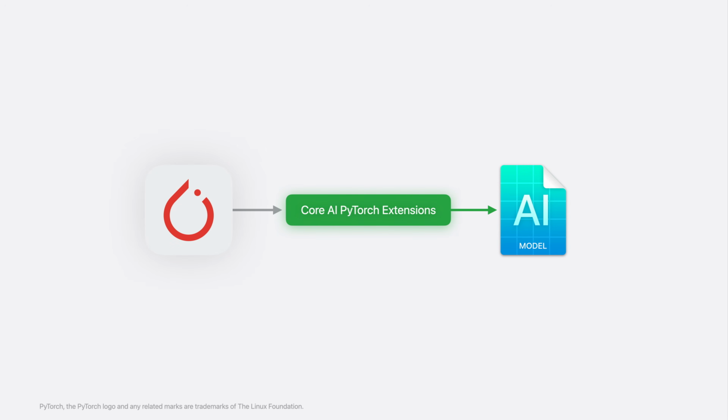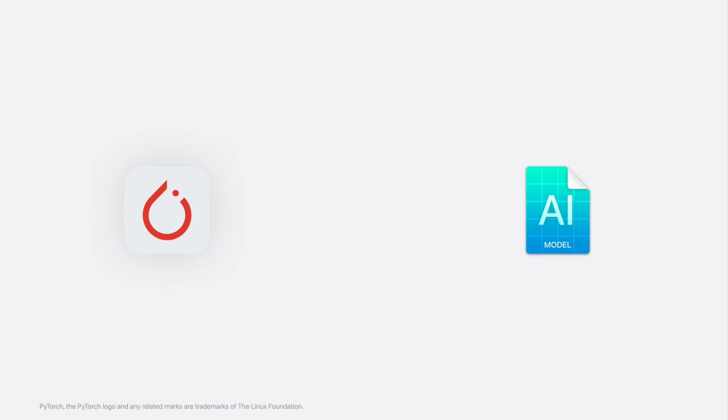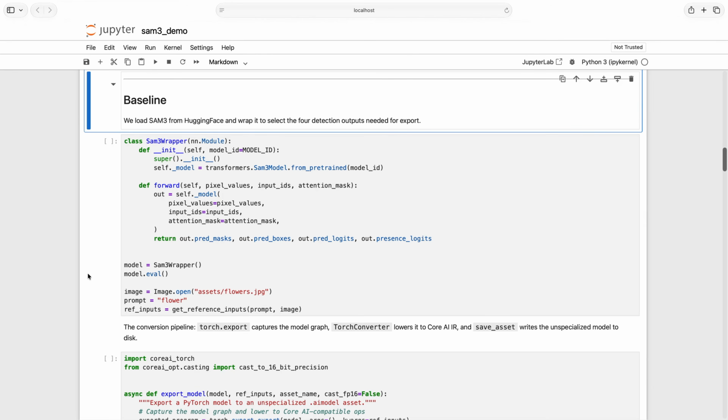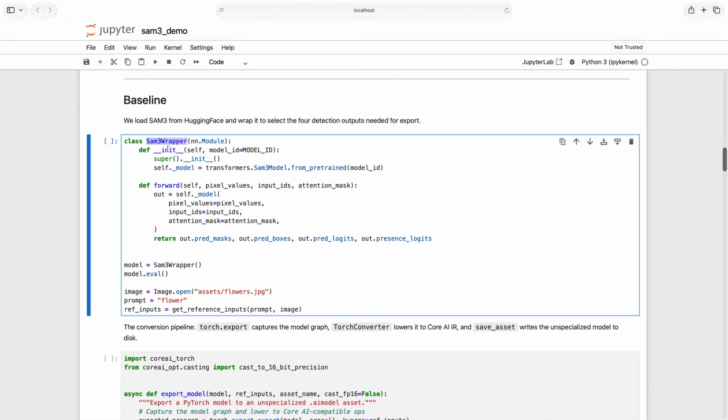This is a simple pipeline I had previously. Now I'm adding a step. Before conversion, I run the model through Core AI Opt with a compression config, or I can use one of the convenient presets. This gives me a smaller model that still goes through the same export pipeline. Let's try this on SAM3 and see what happens. I start by wrapping SAM3 for export. This wrapper defines the interface for torch export to capture the full computational graph of the model.